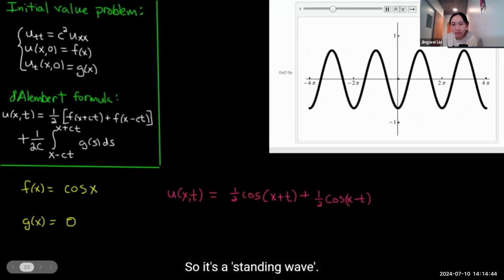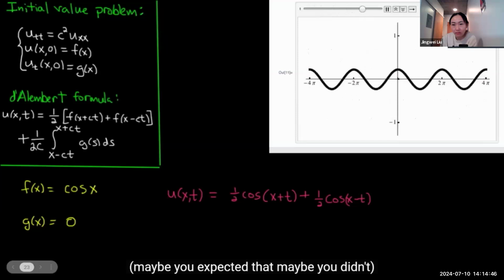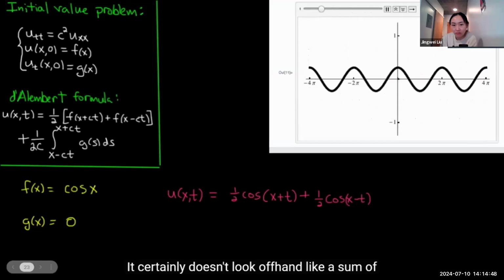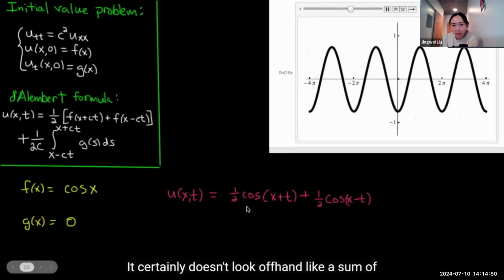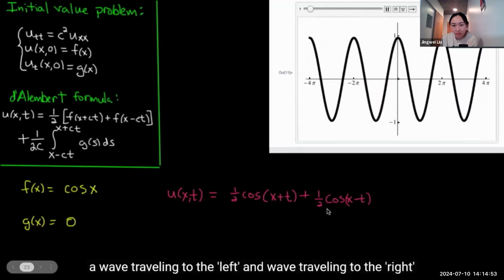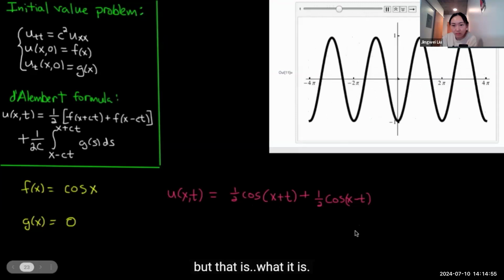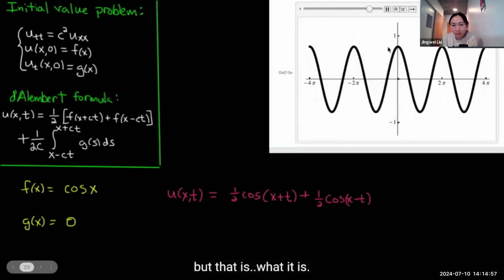So it's a standing wave. Maybe you expected that, maybe you didn't. It certainly doesn't look offhand like a sum of a wave traveling to the left and a wave traveling to the right, but that is what it is.